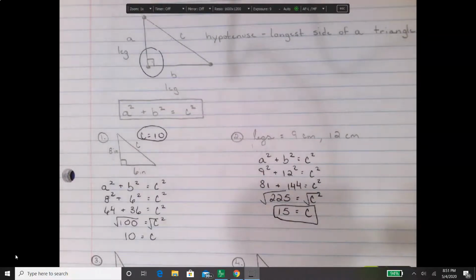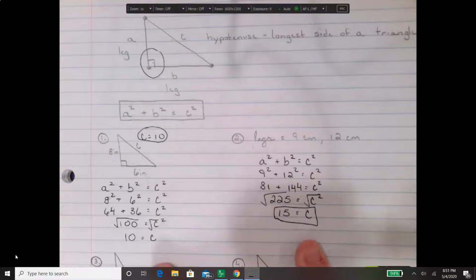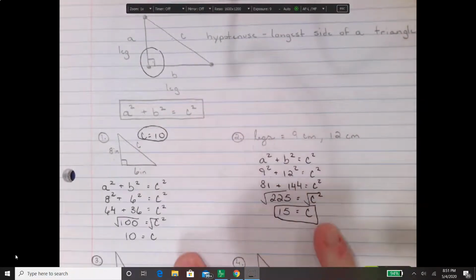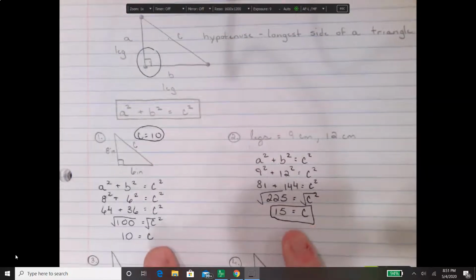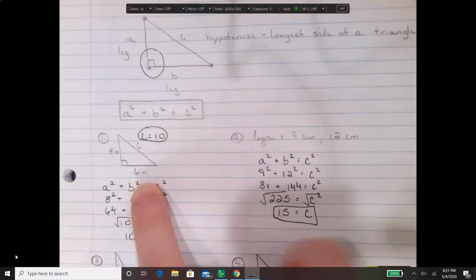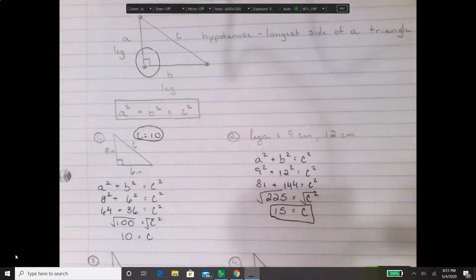15 is your hypotenuse. And notice, guys, on numbers 1 and 2 that we solved, the answer that we got for C, remember, your hypotenuse should be the longest side. Notice on numbers 1 and 2, C is in fact the longest measurement. 10 is longer than 8, which is also longer than 6. 15 is longer than 9, and it's also longer than 12. So we need to make sure that we're noticing that with our final answers. If your final answer is not the longest side and you're solving for the hypotenuse, then you did something wrong.